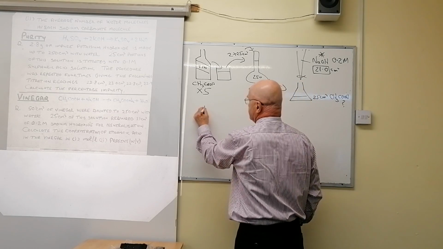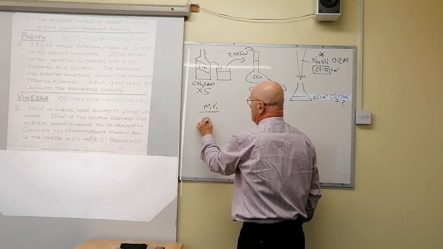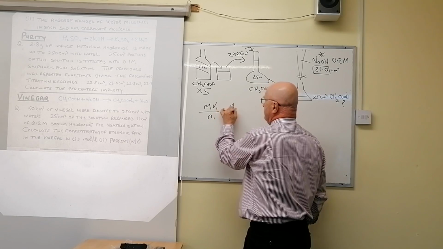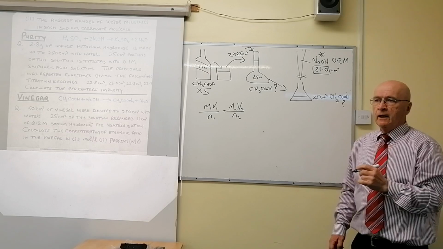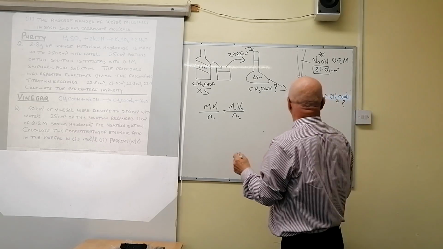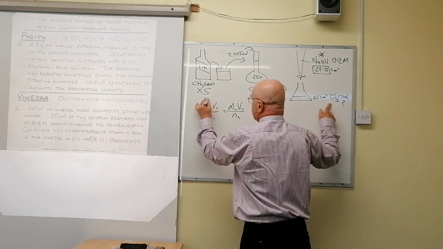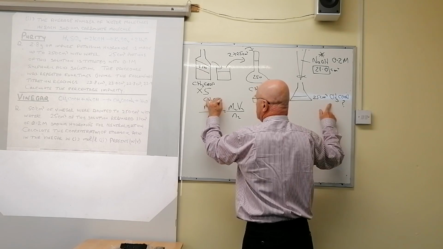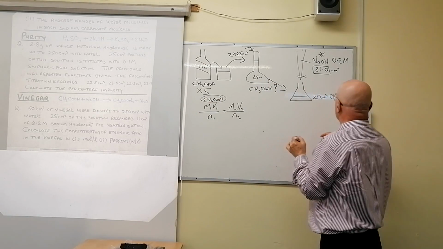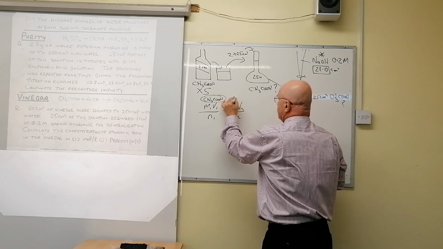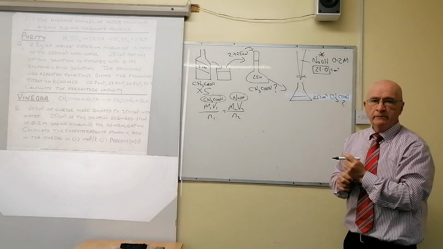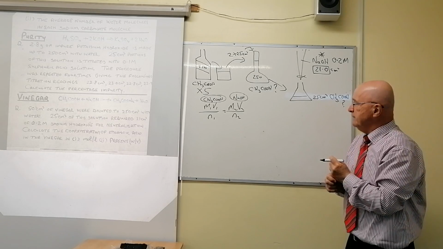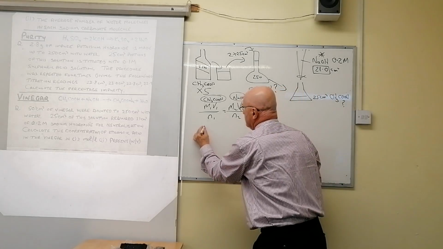That's exactly what we're going to do. I'm going to do the calculation with you now. M1 V1 over N1 equals M2 V2 over N2. I've asked you to tag it, please. Very important. We're looking for the ethanoic acid, so CH3COOH is there, and the sodium hydroxide, the NaOH, is here. Are you okay with that? I'm looking for M1.